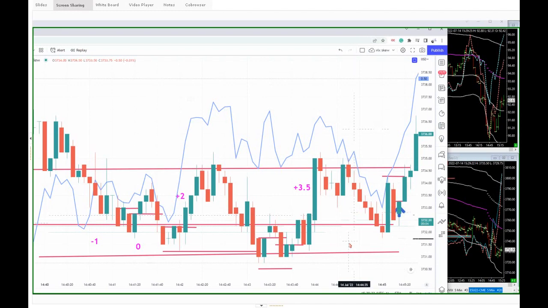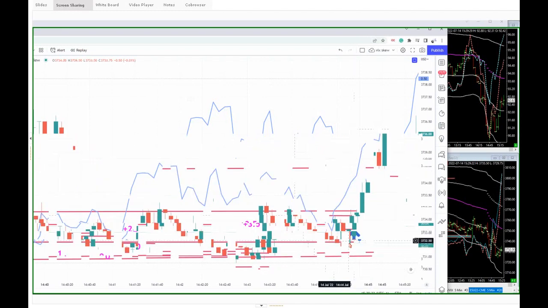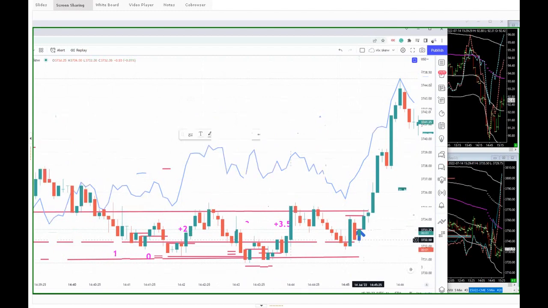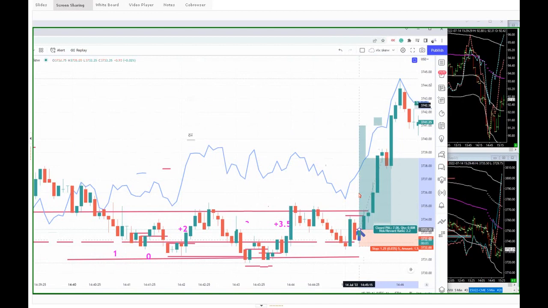What happened? Well, well, well. How do you like that? You couldn't make it up, could you? So you bought in here. Stops are below the green candle, and you've just managed to accelerate the price for a return of 8 times your money.